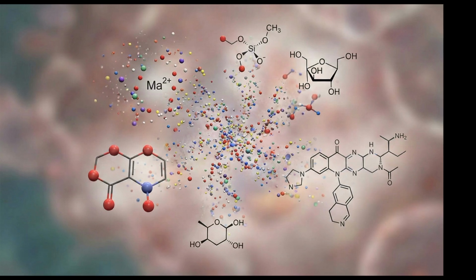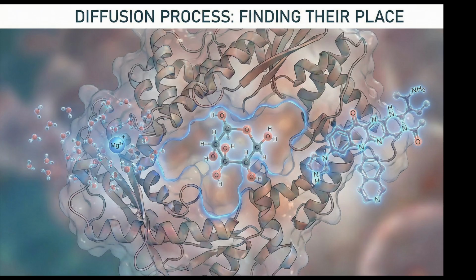This shift to a generative model allows AlphaFold 3 to handle a huge range of chemical entities without needing special rules for each one. Whether it's a metal ion, a sugar, or a complex synthetic drug, the diffusion process treats them all as atoms that need to find their place.